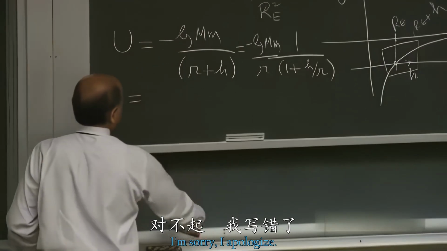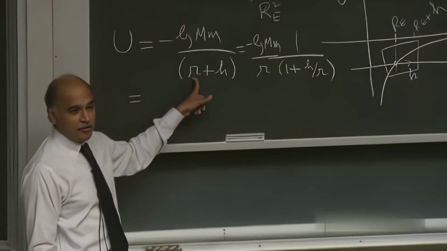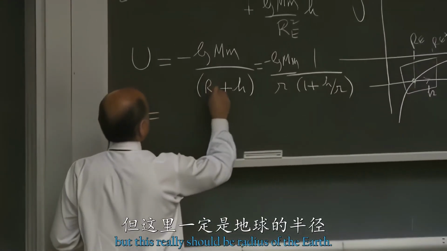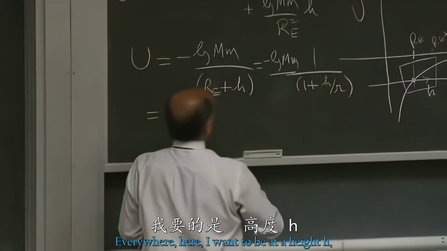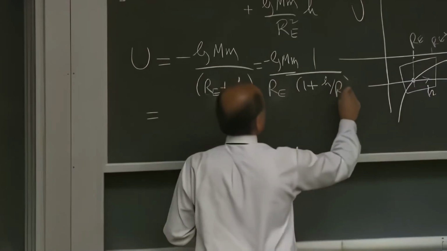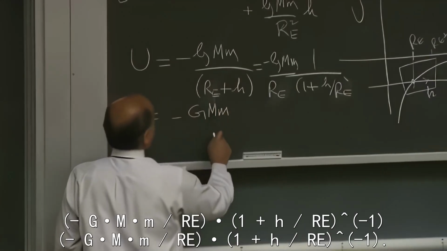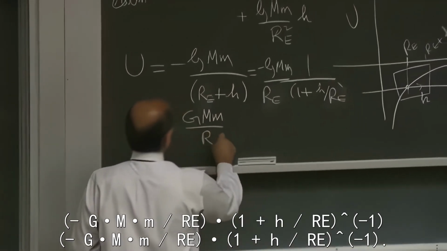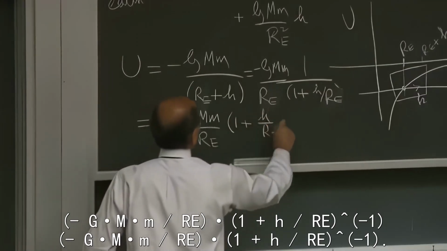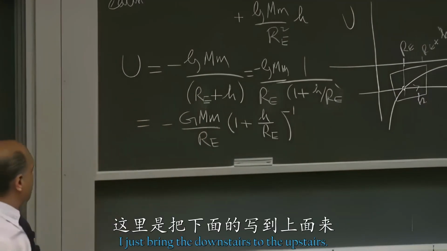I'm sorry, apologize. Do you know what's wrong with what I wrote? This is not r plus h. What should I be really putting here? Radius of the Earth. So I don't know how you're going to correct it in your notes, but this really should be radius of the Earth. Everywhere here, I want to be at a height h above the radius of the Earth. So I put that here. Then I write this as minus GMm over radius of the Earth times 1 plus h over radius of the Earth to the power minus 1. I just bring the downstairs to the upstairs.